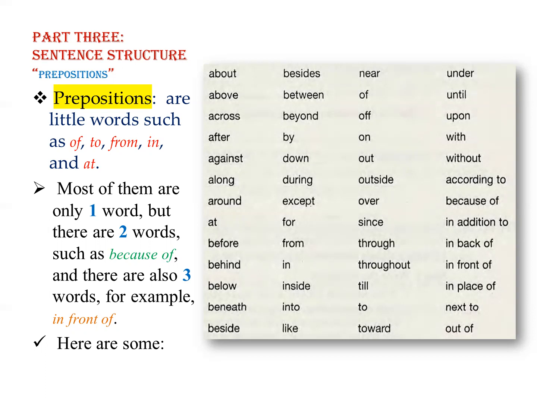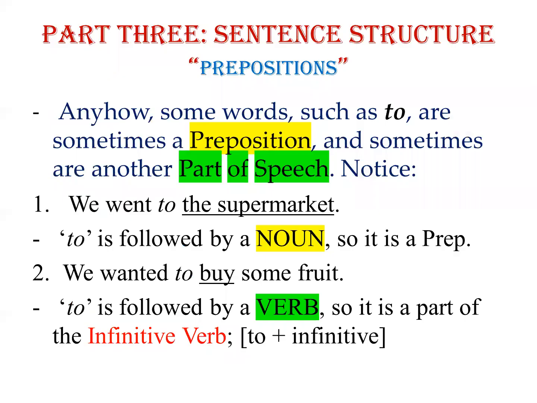These are the famous prepositions in English: about, above, across, after, against, and all of these. We have two-word prepositions such as according to, because of, and we also have three-word prepositions such as in addition to, in back of, in front of, in place of, etc. But these are the most famous prepositions in English. Anyhow, some words such as to are sometimes a preposition and sometimes another part of speech. In discussing this, I'll be telling you a really important thing.